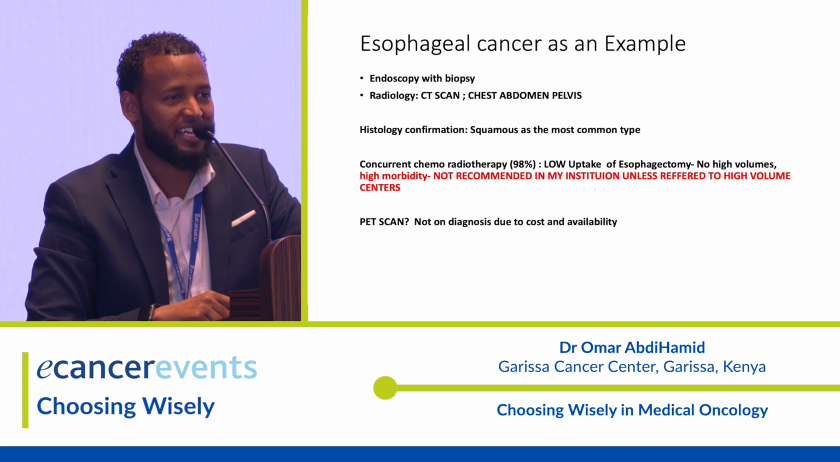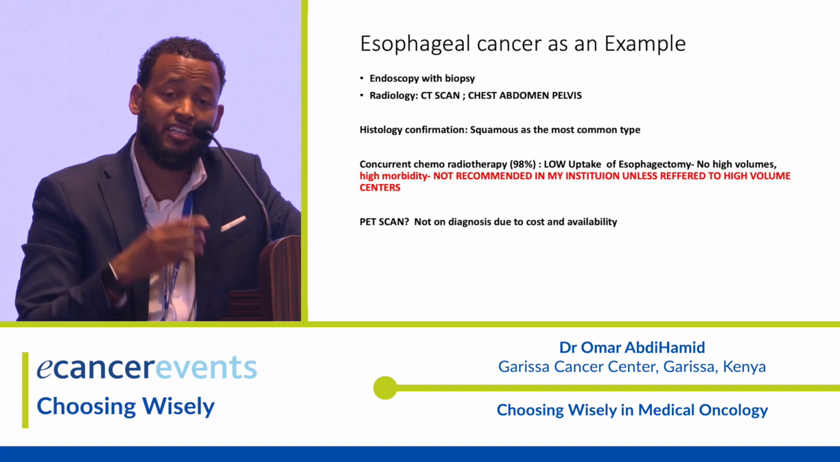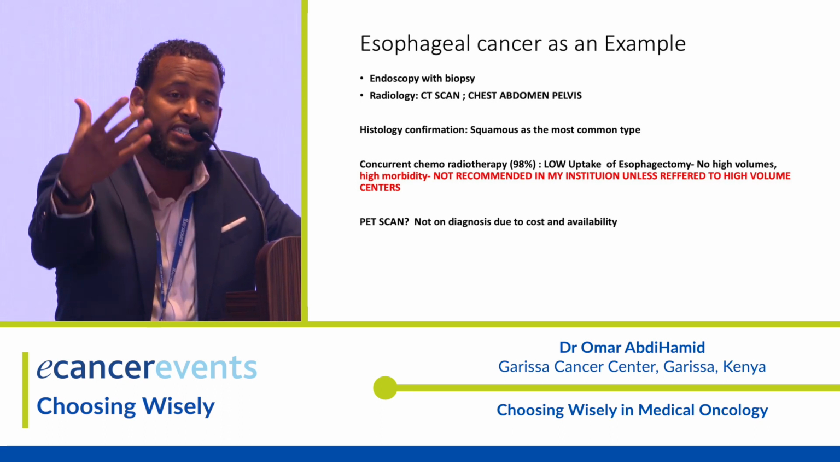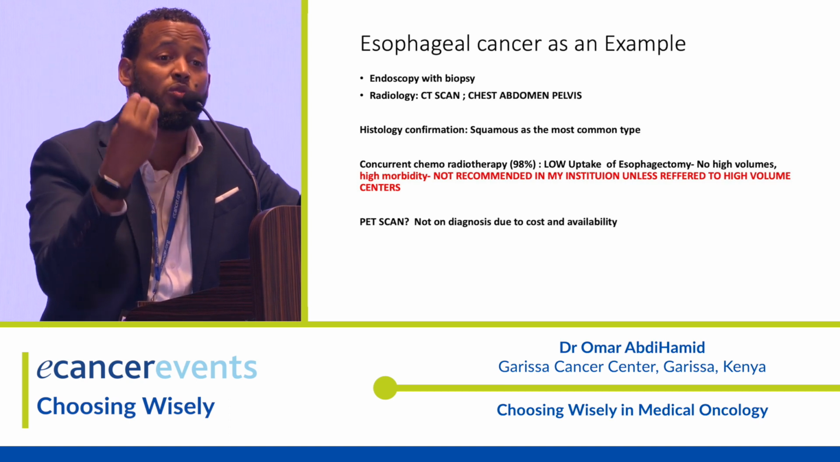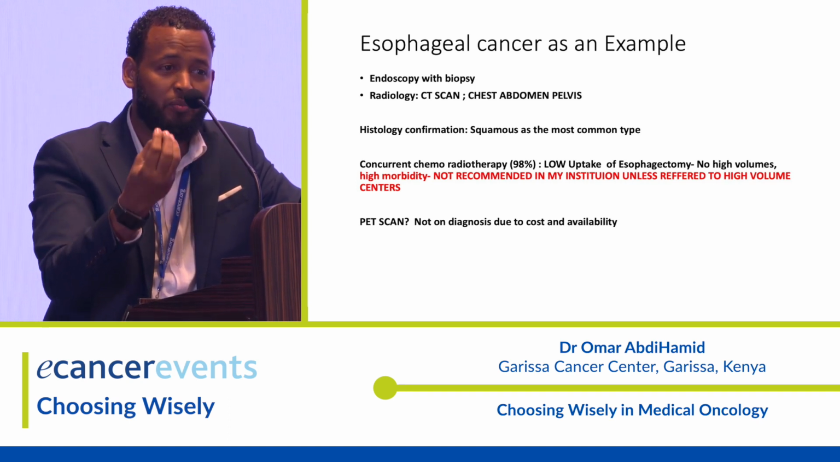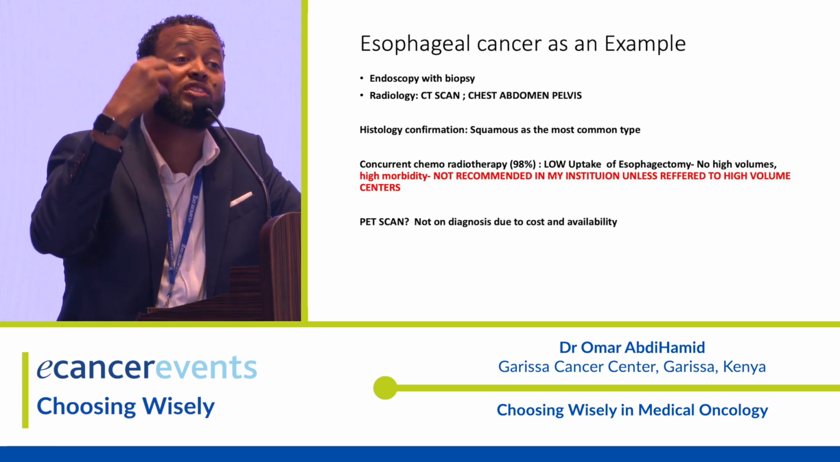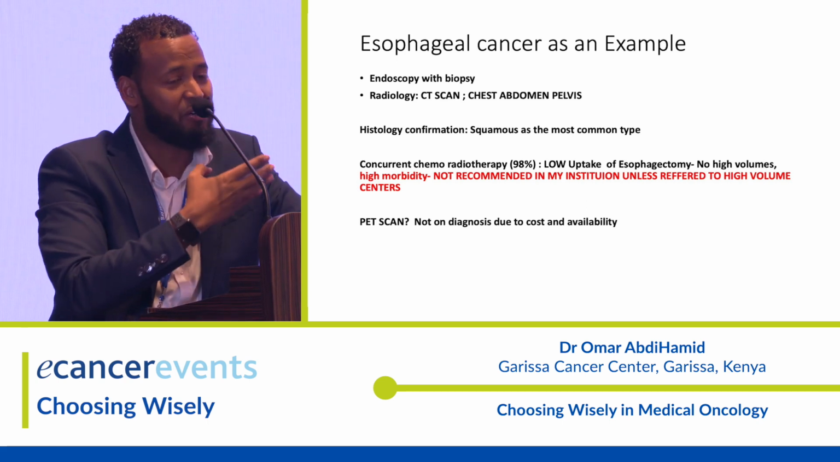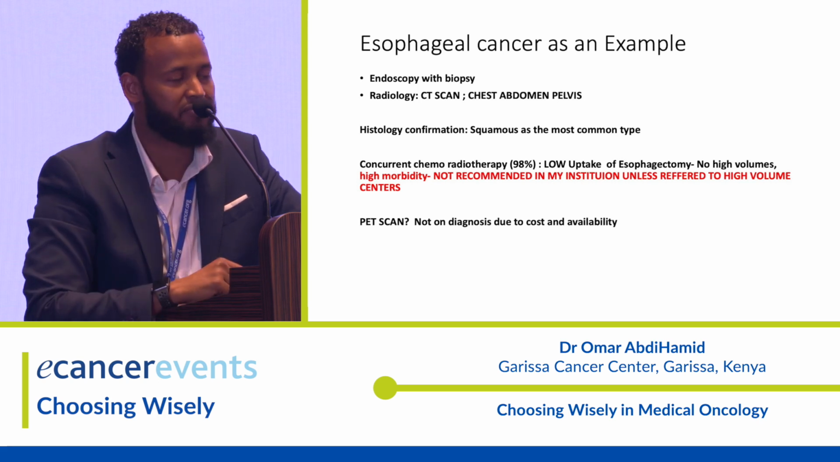So, a Choosing Wisely example. What do I usually do at Garissa Cancer Center as a rural area? Why I'm talking about rural is, you'll agree with me, that's when the Choosing Wisely concept is really important. In the cities, people maybe have money, and probably they even do more tests than they need. But in the rural area, we need to do what is required, to save cost and to do the right thing.